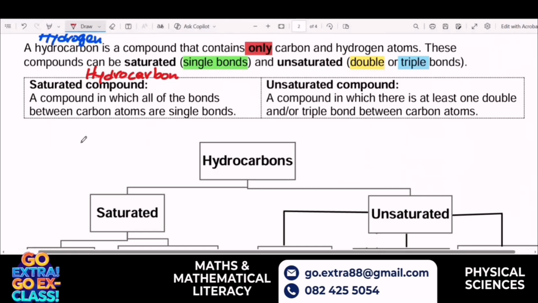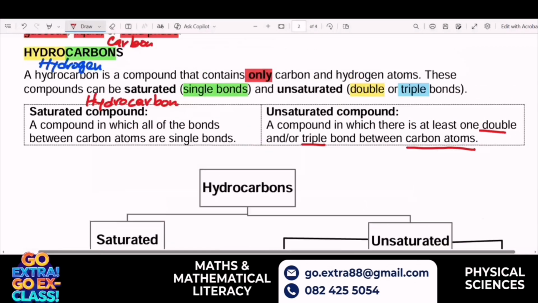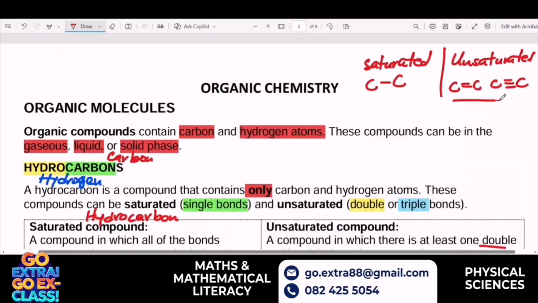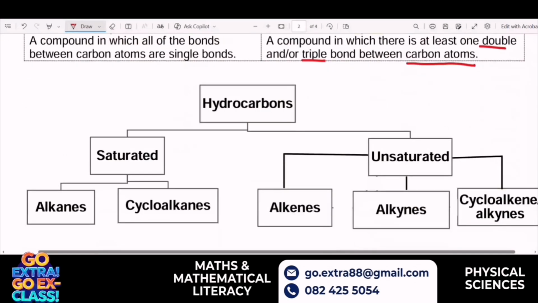Now, what are unsaturated hydrocarbons? We define them as compounds in which there is at least one double bond or triple bond between carbon atoms. So that's how we define unsaturated. As I've already mentioned, I've shown you the diagram here at the top. These ones are unsaturated because of these double bonds and triple bonds between carbon to carbon.